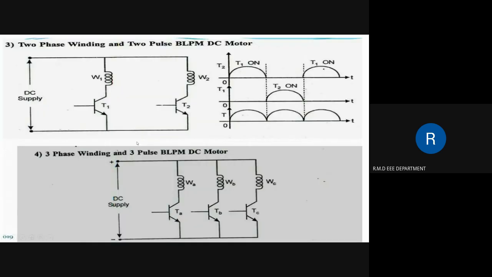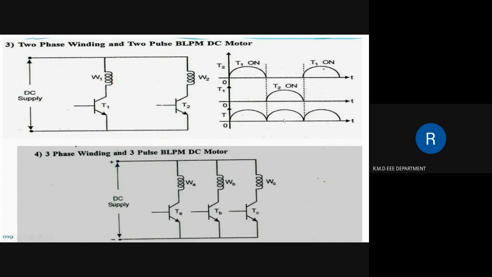Next circuit, 2-phase winding and 2 pulse brushless permanent magnet DC motor. In this type, the stator has 2 phase windings displaced by 180 degrees electrically. This is similar to the one phase brushless permanent magnet motor, whereas it requires 2 phase windings. The torque waveforms of the 2 phase windings are shown and the resultant torque waveform is obtained.